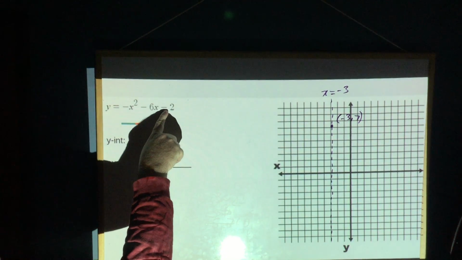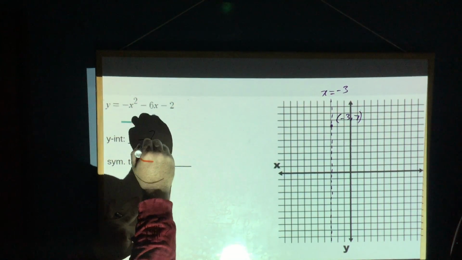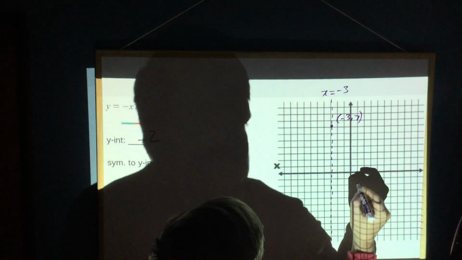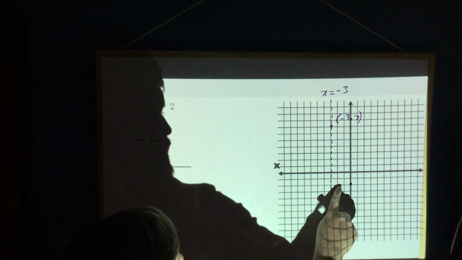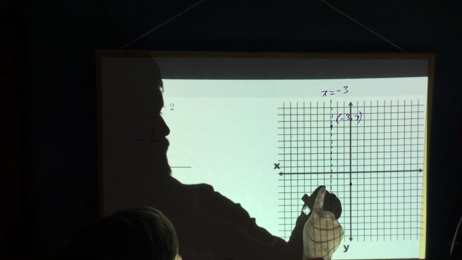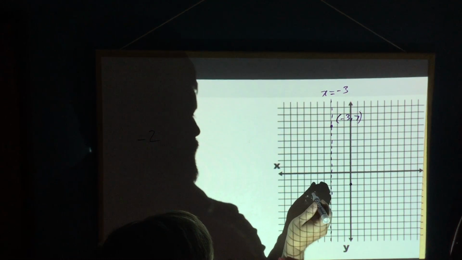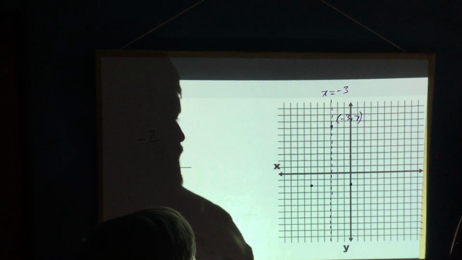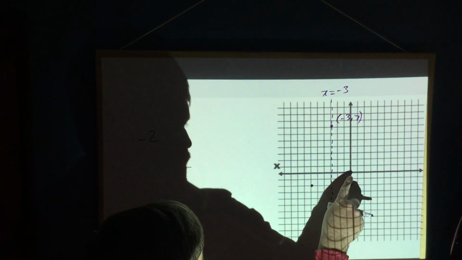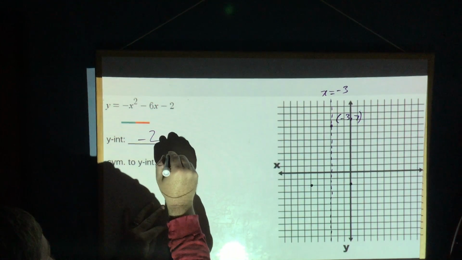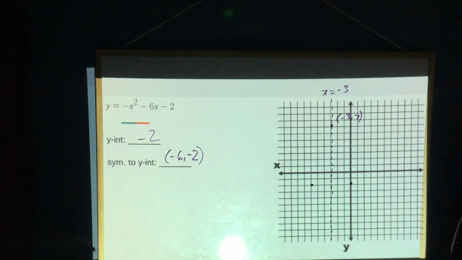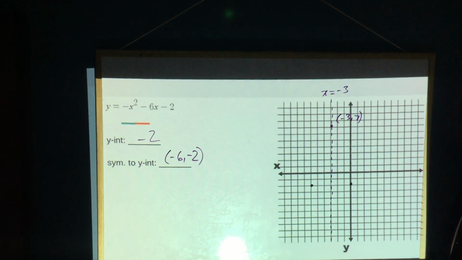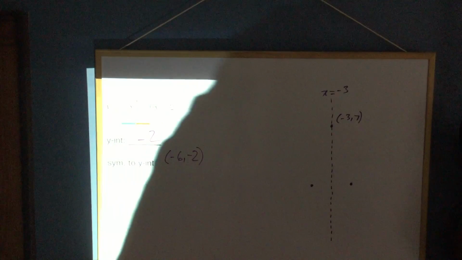The y-intercept is equal to c, so that's -2. So that would be down here. That is 3 away, so go 1, 2, 3 on the other side. And there's the symmetrical point. The coordinates of that point are -6, -2. So those are definitely the two easiest points to find. There's not a whole lot of math there, just a little bit of logic. And let's move on to the next one.